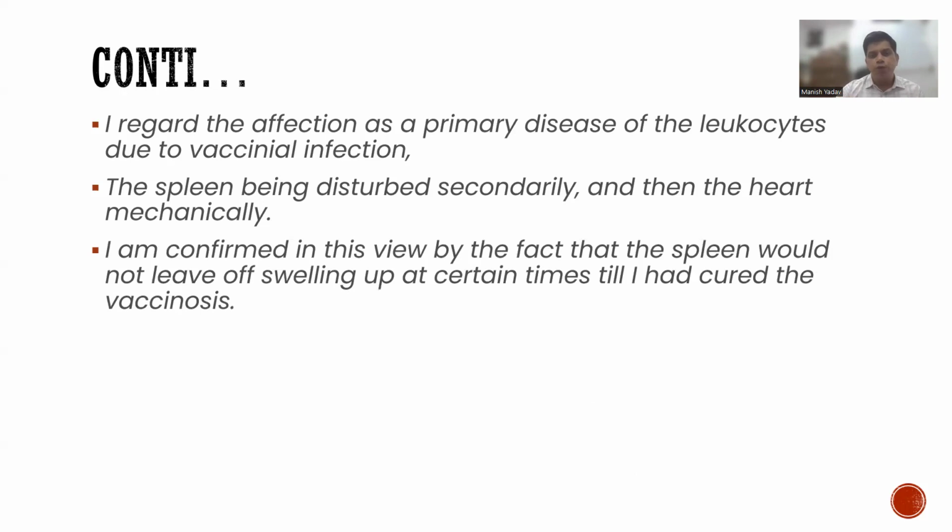I'm confirmed in this view by the fact that the spleen would not leave off swelling up at certain times till I had cured the vaccinosis. He says just giving the spleen remedy wouldn't have cured it because the real cause was vaccinosis. So he gave Thuja, and along with that, repeated Ceanothus subsequently, in mother tincture form or in potency, which helped the patient.